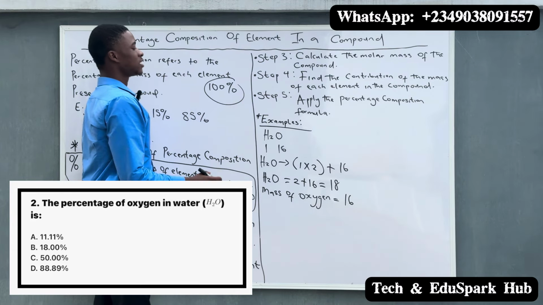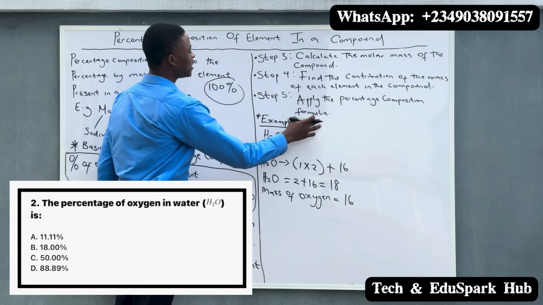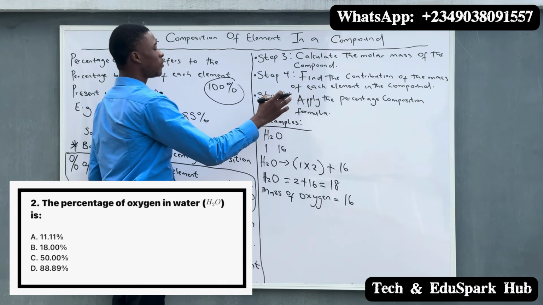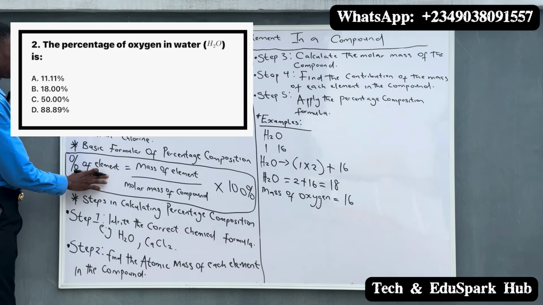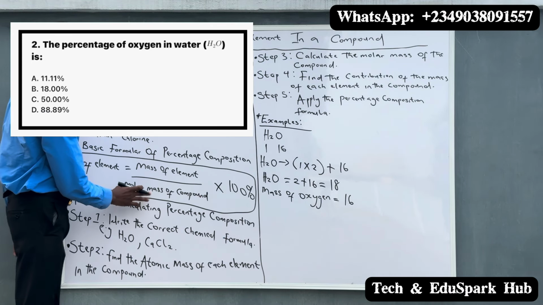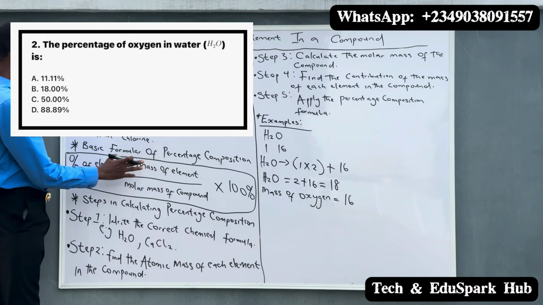And moving to the last step, which is step 5, it says we should apply the percentage composition formula. The formula says the percentage of an element equals the mass of the element divided by the molar mass, multiplied by 100%.